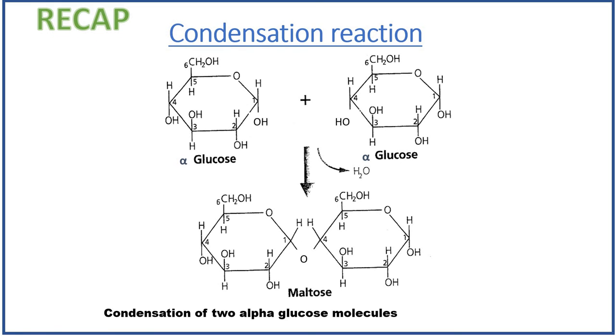During a condensation reaction of two alpha-glucose molecules, an OH is taken from one of the alpha-glucoses and an H from the other to form H2O. So it's a condensation reaction because water is removed or released, and therefore you get a glycosidic bond, and the disaccharide that you form is maltose.